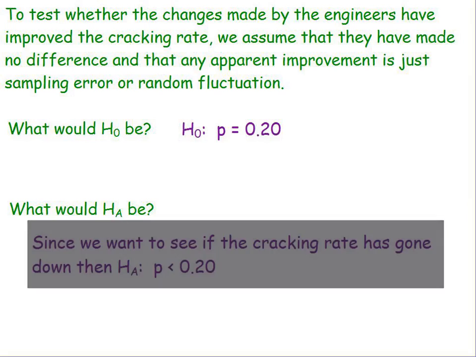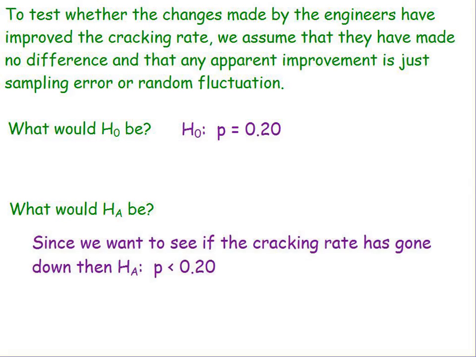So our alternative, since we want to see if the cracking rate has gone down, is that p is now less than 0.20. Our original is that p is equal to 0.20. That was the original stated proportion, and now we're going to test to see if it is lower than 0.20. Anytime you're doing a hypothesis test, that is how you set up your original two hypotheses.